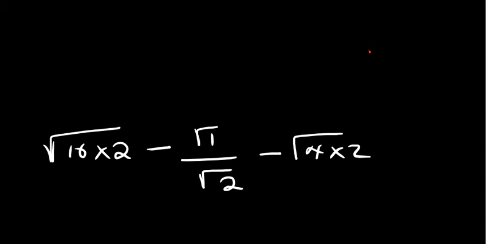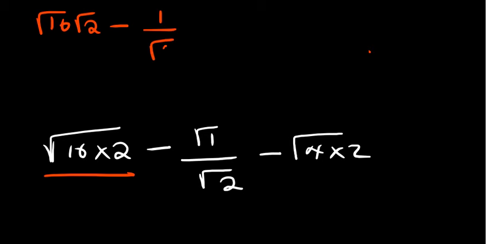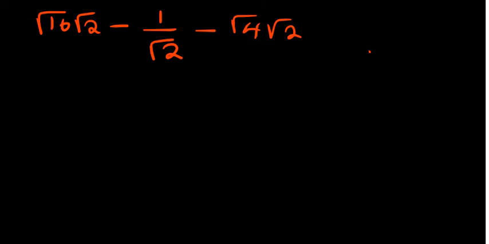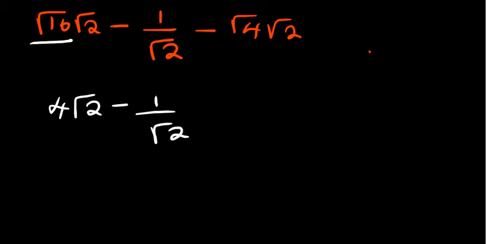So we can distribute the square root there. So we have the root of 16 multiplied by the root of 2. The root of 1 is just the 1. So it's 1 over the root of 2. Minus root of 4. Then root of what? Root of 2. At this point, we can now distribute what? The root. The root of 16 is going to be a 4. So we have 4 root of 2 minus 1 over root of 2. The root of 4 is going to be a 2.